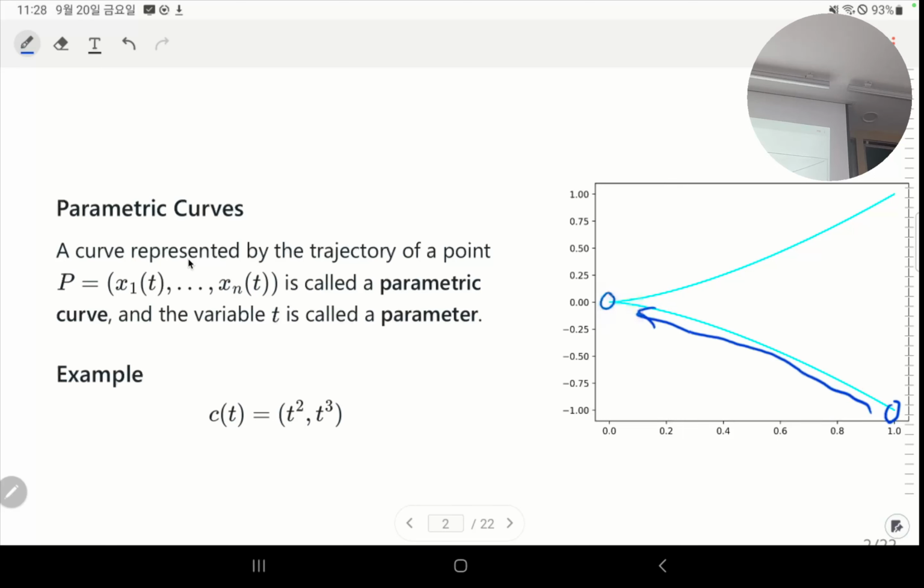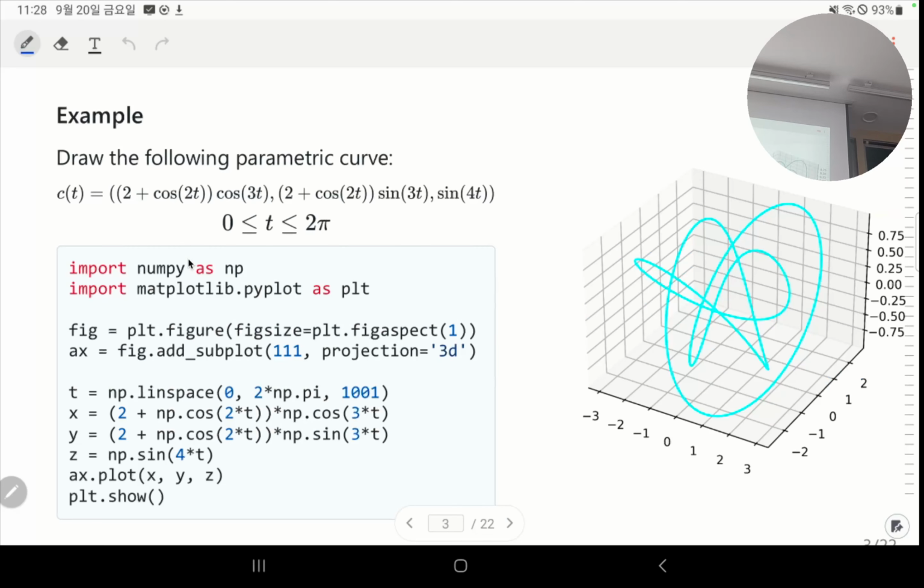And then when t moves up to 1, it moves up to this point, right? So this is how you draw the graph. So basically, when you try to draw such a graph, what you need is not to plot the range of t, but only plot the range of x and y. So you can do the same thing for a three-dimensional curve.